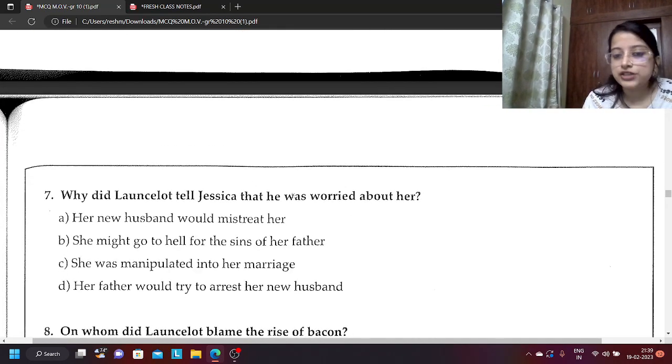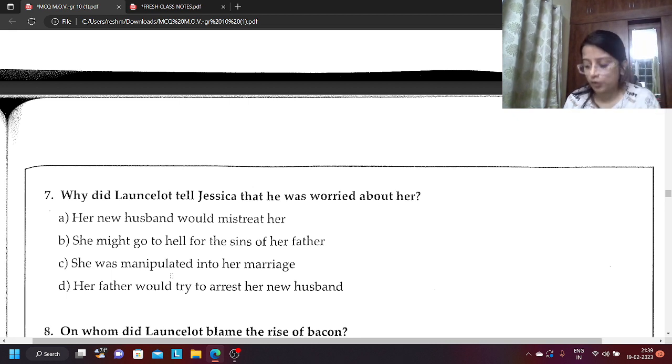Why did Lancelot tell Jessica that he was worried about her? Her new husband would mistreat her. Not that good enough. She might go to hell for the sins of her father. She was manipulated into her marriage. Her father would try to arrest her new husband. Number C, number D, number A, that is not possible. So only one option remains, that is option number B.